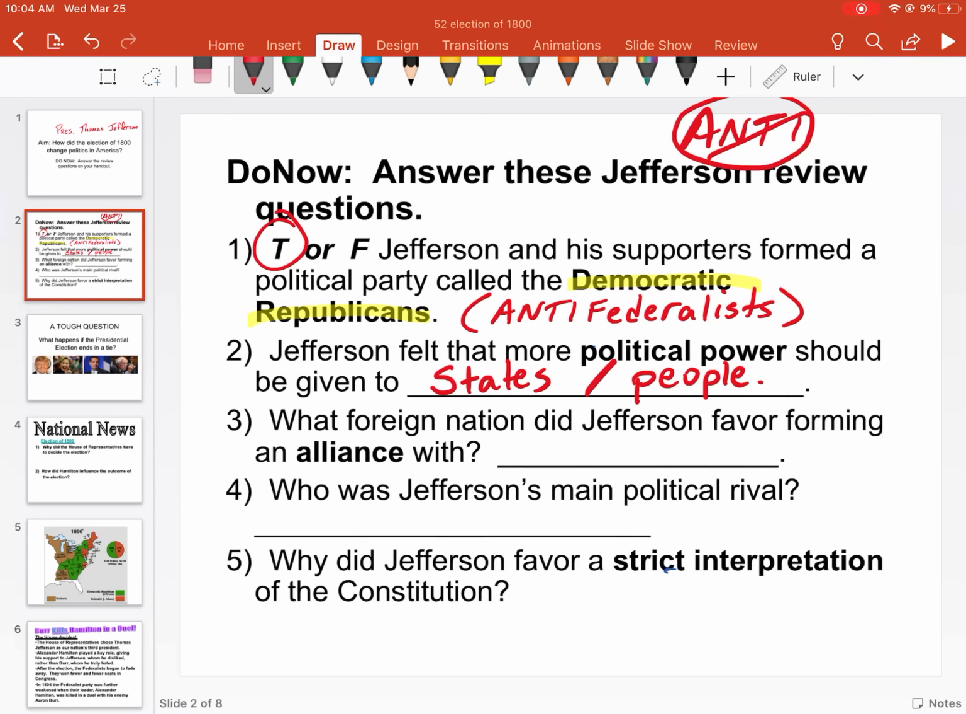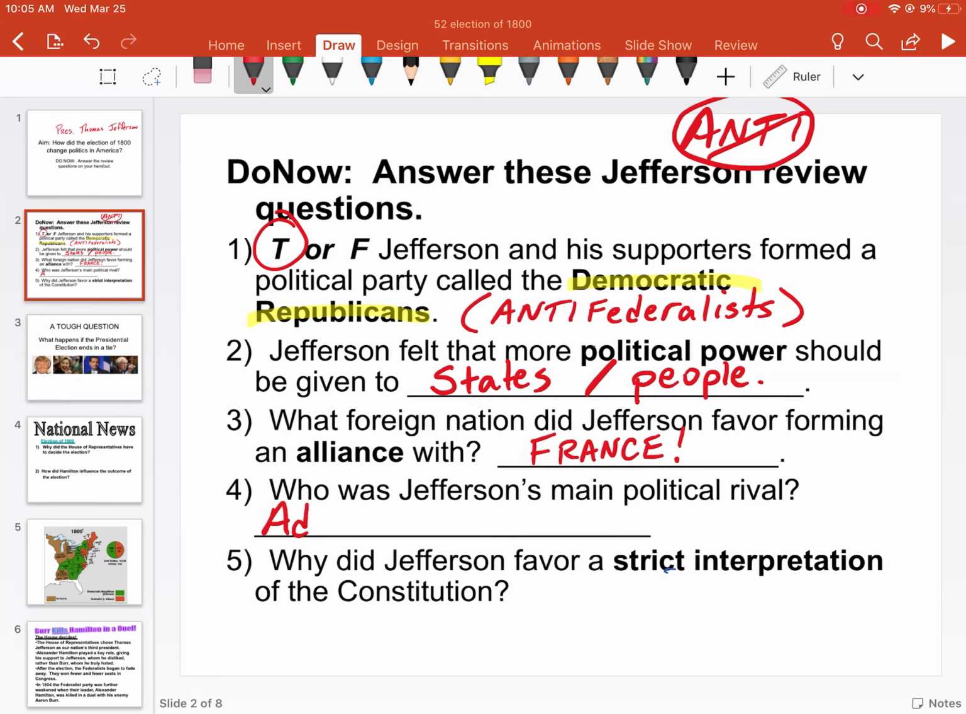Number 3, what foreign nation did Jefferson favor forming an alliance with? The answer is France. This was a big reason for his disagreement with John Adams during Adams' presidency. Adams had problems with France. Jefferson was a friend of France. He had spent time there. He had worked as an ambassador with France. Adams was pro-British.